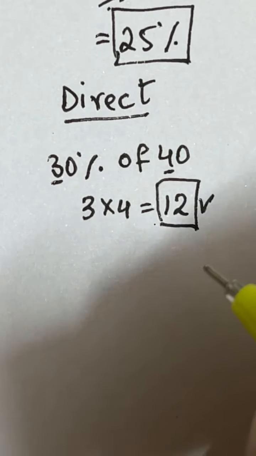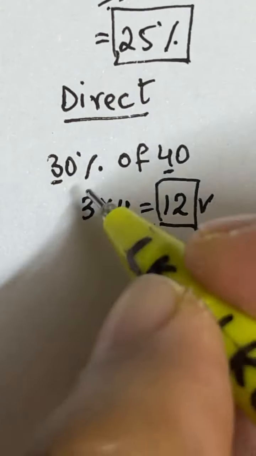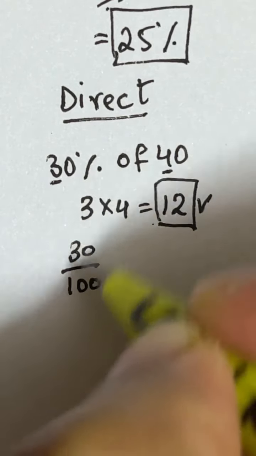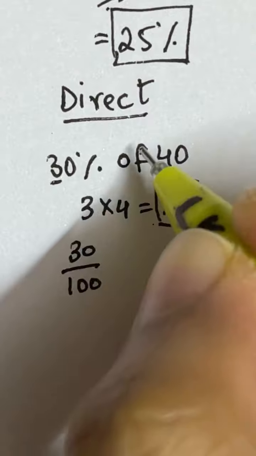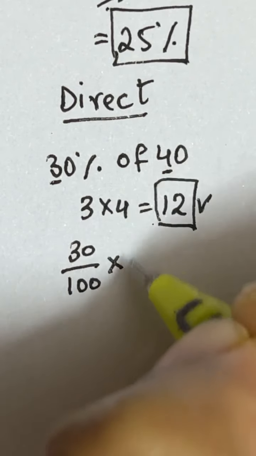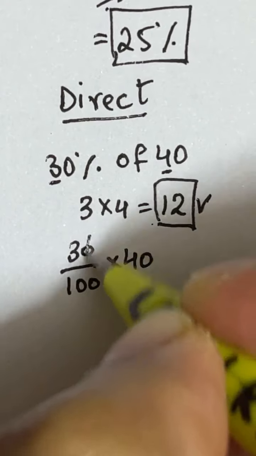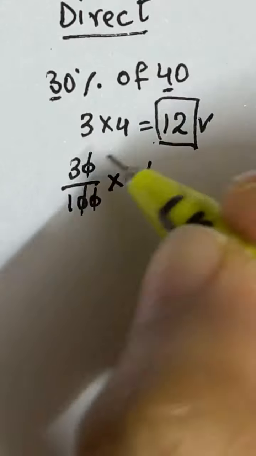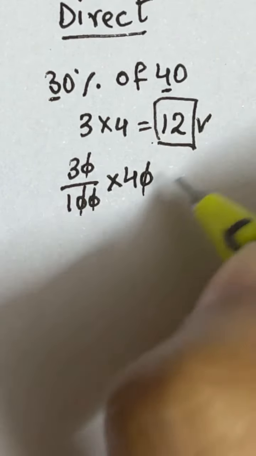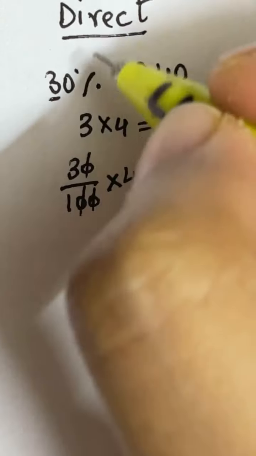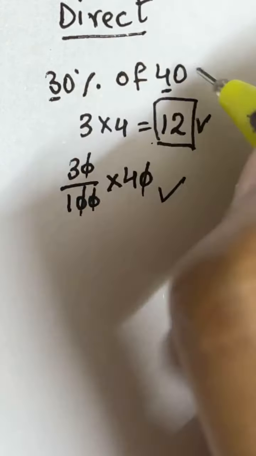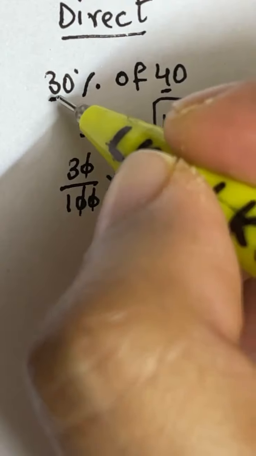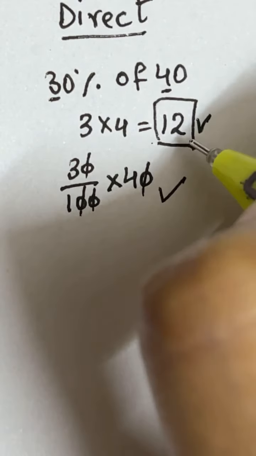And how is that possible? What is happening? 30% is 30 out of 100. The percent symbol changes to out of 100, and of changes to multiplication. This is 40. So what happens? These 2 zeros cross out, or you can strike them out. So you're just left with 3 times 4, that's equal to 12. This is what is happening. So for 30% of 40, whenever you have multiples of 10, like 30 and 40, and you're finding percentages, you just multiply the numbers. 3 times 4, that's equal to 12.